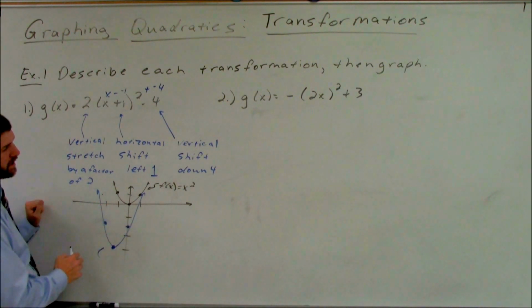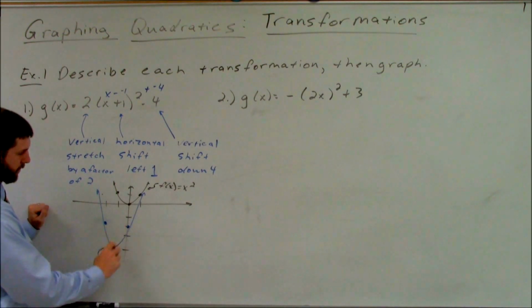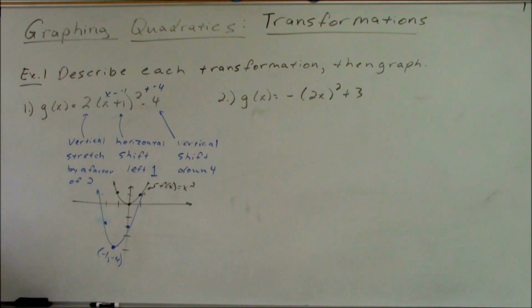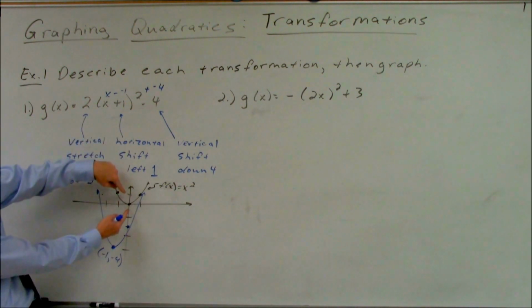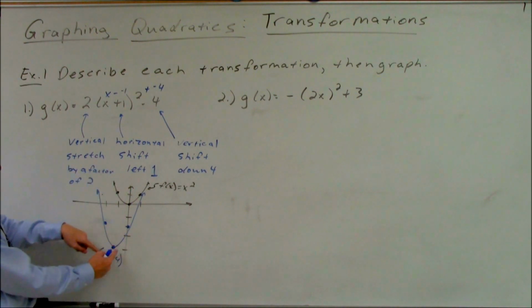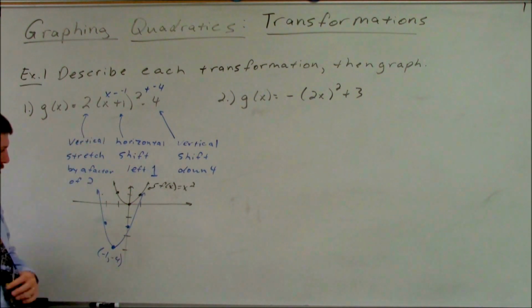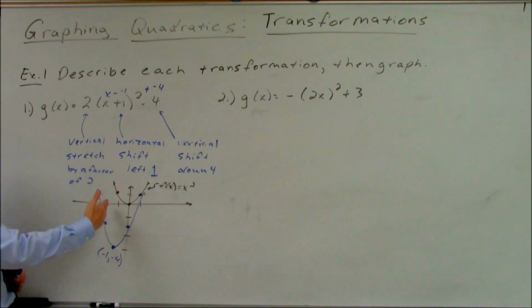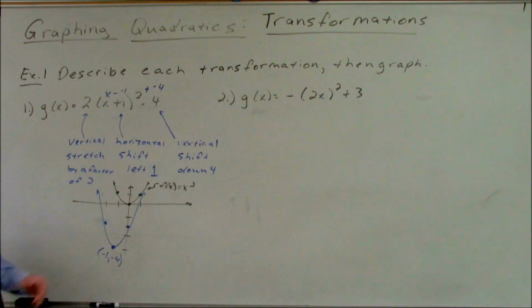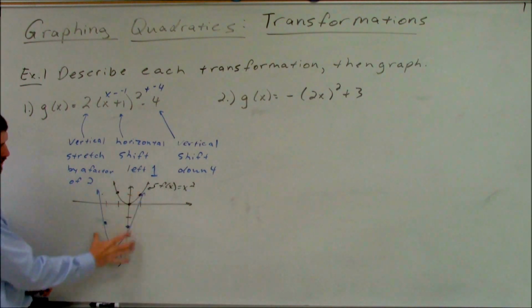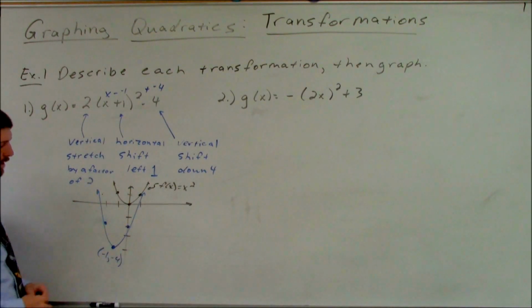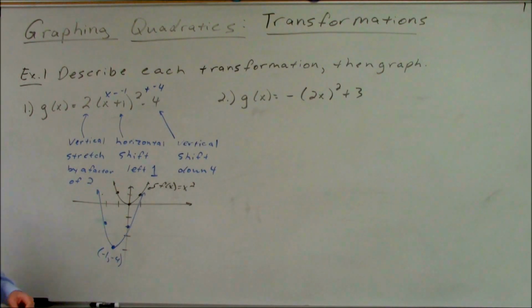Like to label the vertex always, so -1, -4. And that's our graph. And we can see that it is twice as tall. It got stretched where the other one was over 1, up 1. Now we're over 1, up 2. So we're twice as tall as what we were before. We've moved it left 1 and down 4. Okay, so that's how you want to go through. Describe each transformation within the function and then graph it. You do not have to show this original function. I was just trying to show you how we changed from the original down to here. All I really need to see from you is that transformed function.